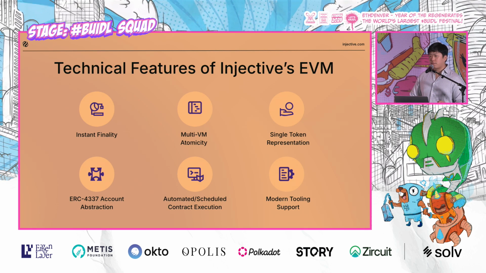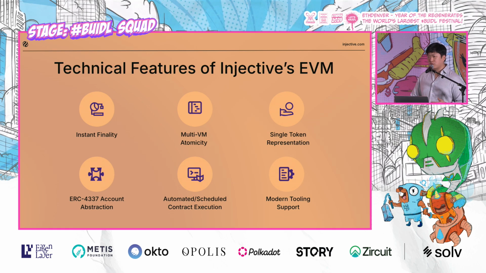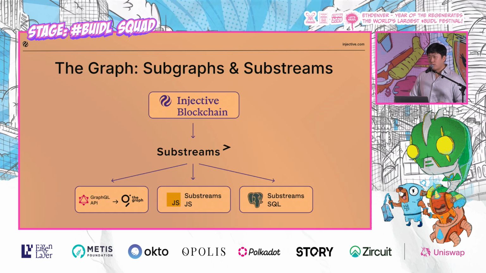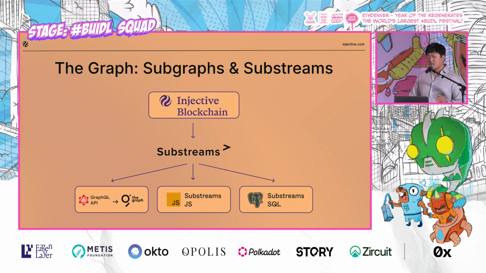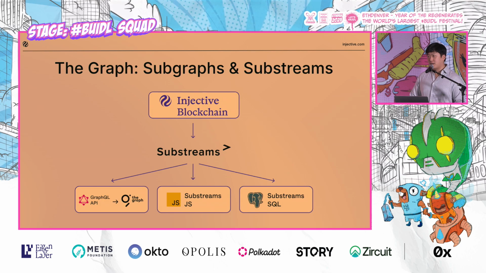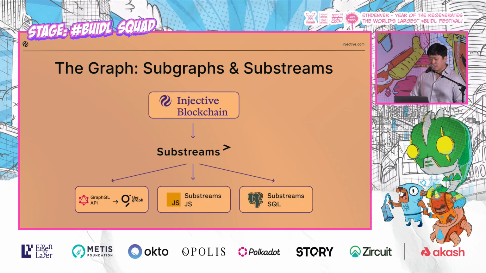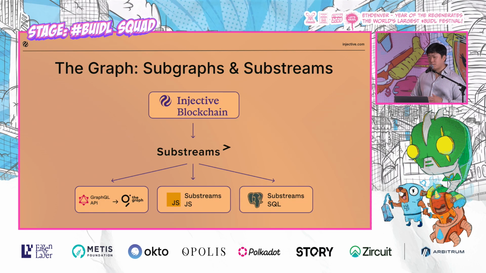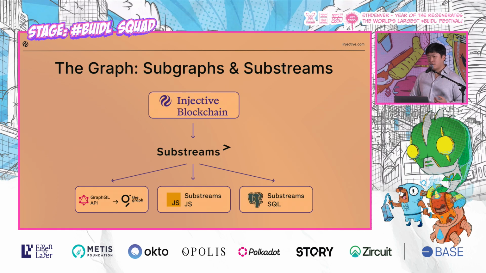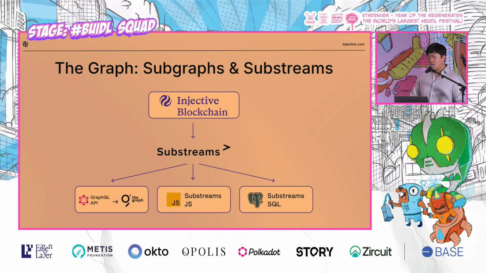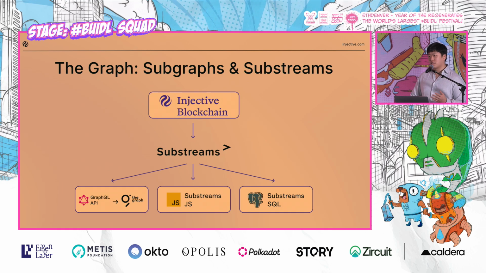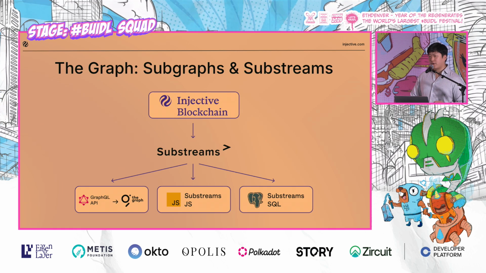And of course, support for modern tooling, including Foundry, Hardhat, Web3.js, Ethers.js, et cetera. One of these tools that I'm excited to announce support for is The Graph, particularly subgraphs and substreams. So we've integrated substreams and Firehose into Injective, and you can create subgraphs that are either hosted by The Graph Network using substreams, or you can create your own custom substreams for developers that want more flexibility and more control over their indexing needs.